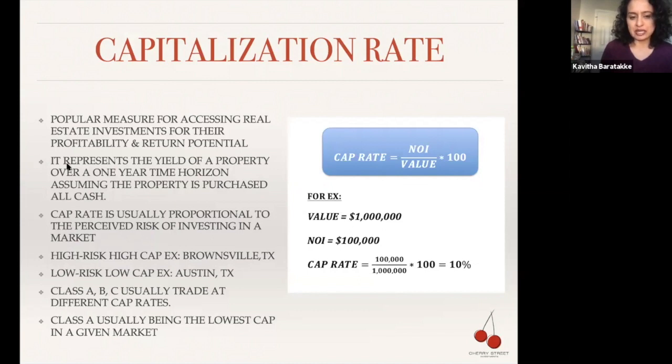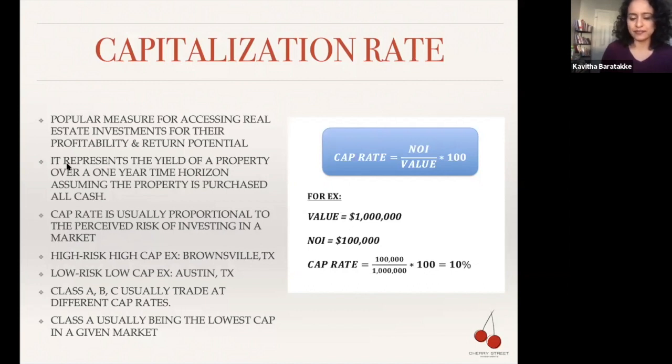So what does this mean? This means that it's basically the yield of the property, assuming you've invested all cash, and it's the 1-year yield of a property. So let's take an example here, which will make it a little bit easier. Cap rate is defined as the net operating income of a property divided by the value of the property times 100. Now, there's a lot of terms in there that I don't want to throw at you, so I'm going to explain each one.